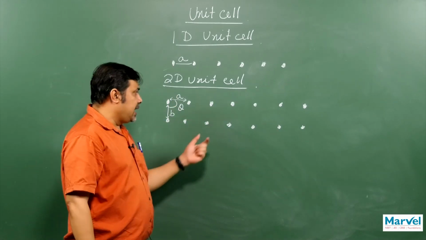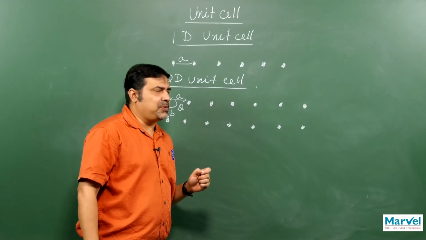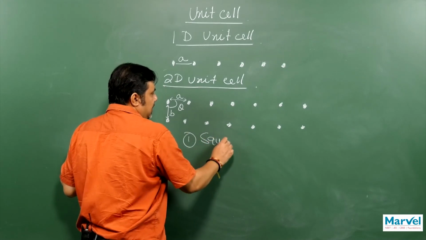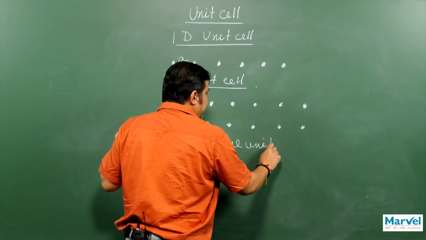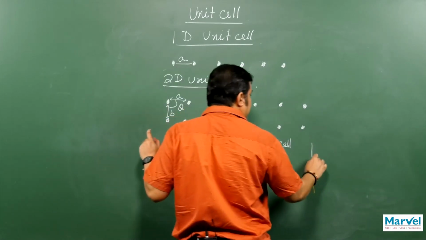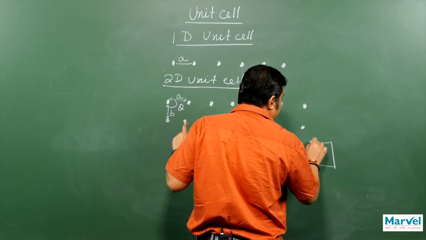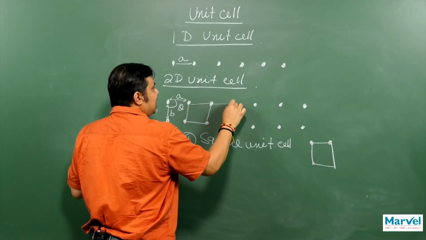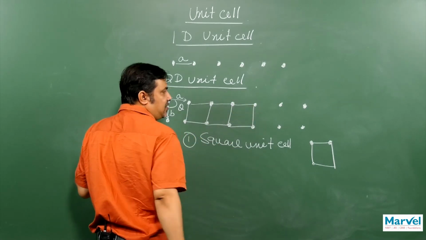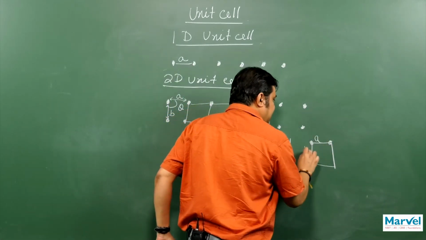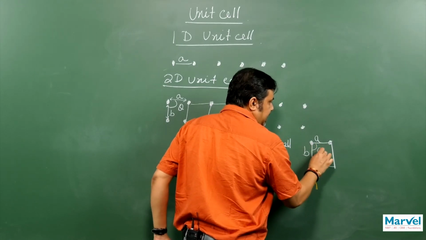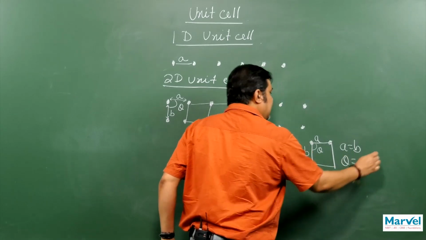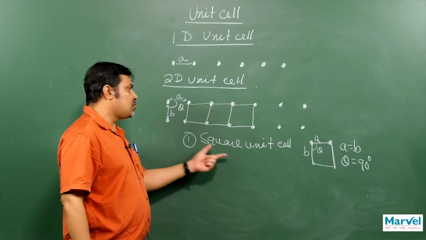So there are certain varieties of unit cell possible in two dimensions. One is the square unit cell. In a two-dimensional square unit cell, it will look like this. All the points there will be atoms. This is a unit cell, and like that it will be repeated. This is the unit cell, and you can see it is repeated. In this square unit cell, this is A, this is B, and this angle I take as theta. Then A equals B and theta equals 90 degrees. This is a square unit cell.